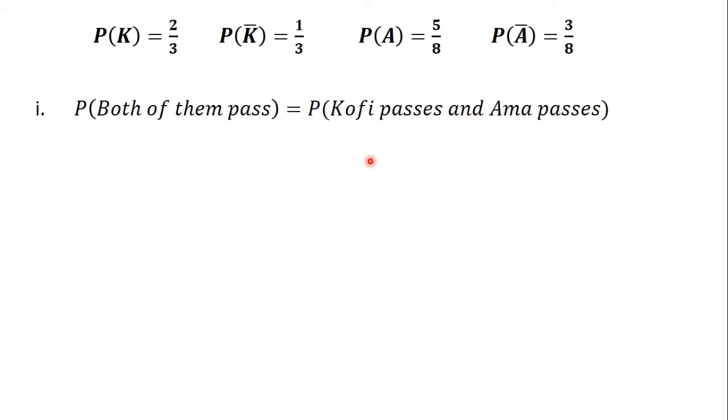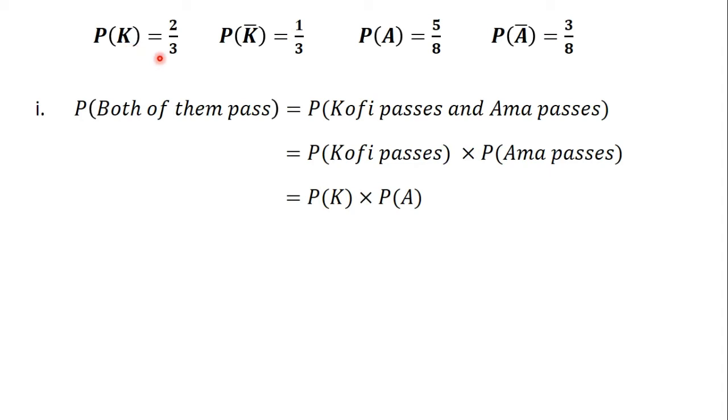So if we do that here, we are going to have the probability that Kofi passes the examination, times the probability that Amma passes the examination. We have found out that the probability that Kofi passes the examination is represented by P(K). The probability that Amma passes the examination is represented by P(A). So this will give us P(K) times P(A). P(K) is 2 divided by 3. P(A) is 5 divided by 8.